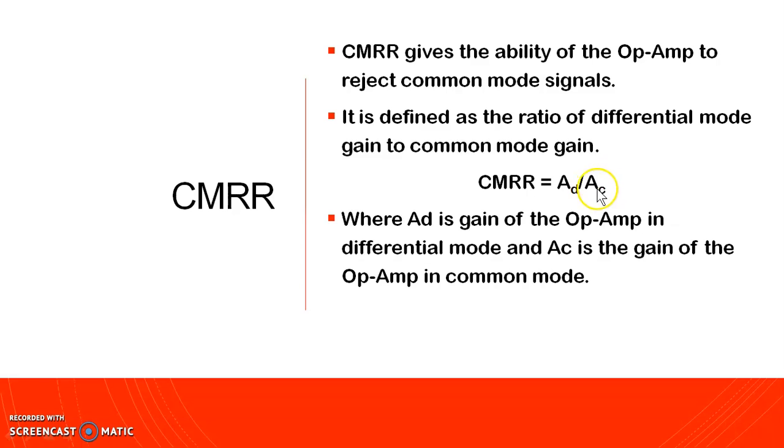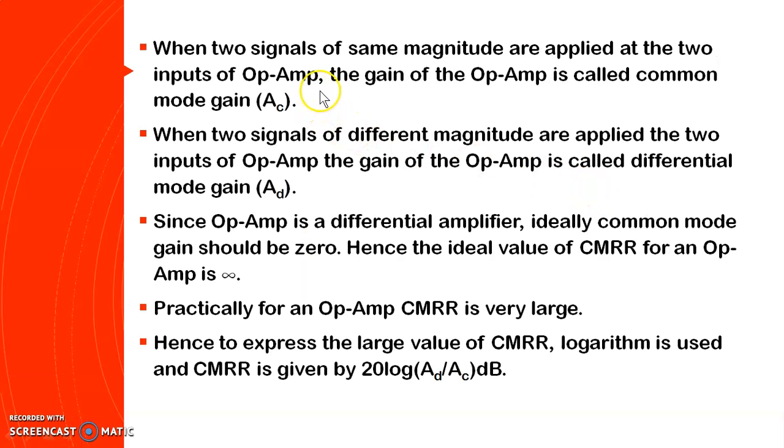So first let us see what is AD and AC. When you apply two voltages or signals of same magnitude at the input terminals, the gain of the op-amp is called as common mode gain, denoted by AC. When two signals of different magnitude are applied at the input terminals, then in that case the ratio of output voltage to input voltage, that is gain, is called as differential mode gain, denoted by AD. So CMRR is the ratio of this differential mode gain to common mode gain.